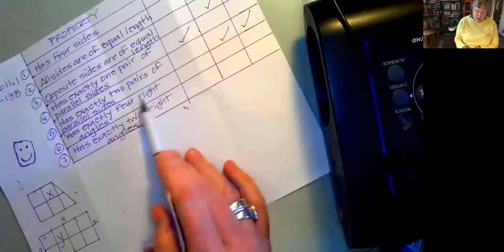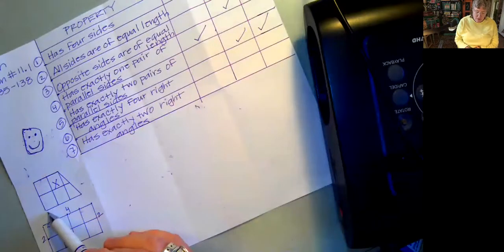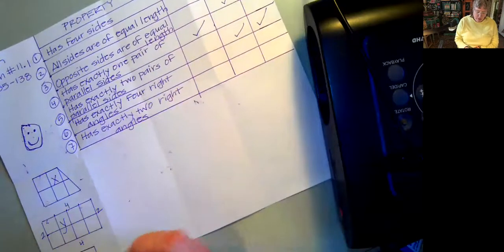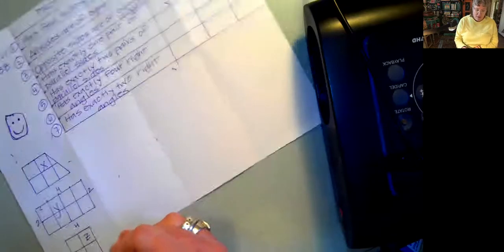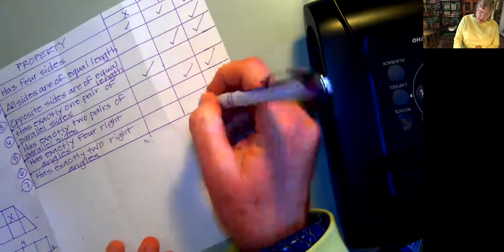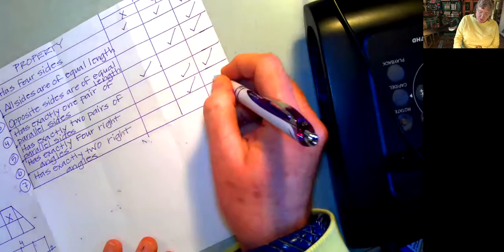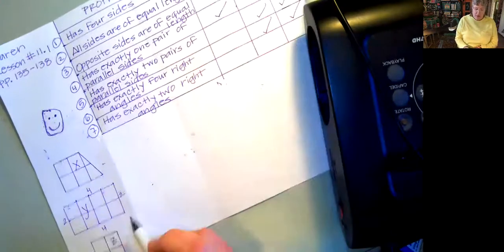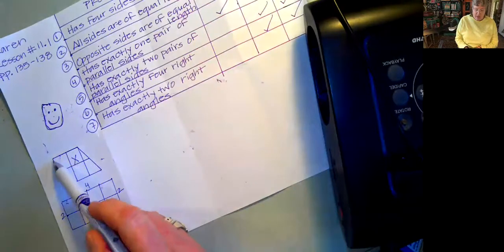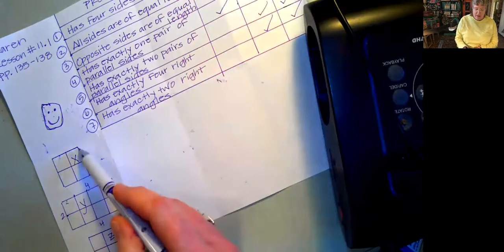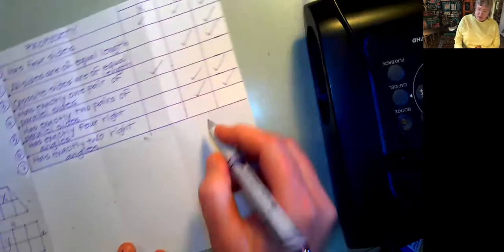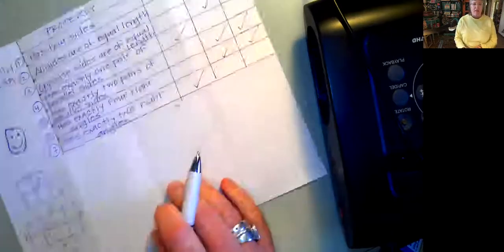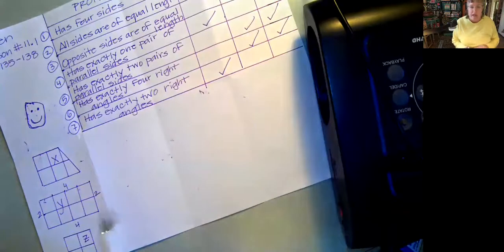Has exactly 4 right angles. 1, 2, and that's it. 1, 2, 3, 4. 1, 2, 3, whoops, 3, 4. So these Y and Z have 4 right angles. Which one has 2 right angles? Looks like X, right? Right angle here, right angle here. This is not a right angle, nor is this. So we're going to say X. Okay. So we're just comparing the lengths of sides, the features that they have, right?